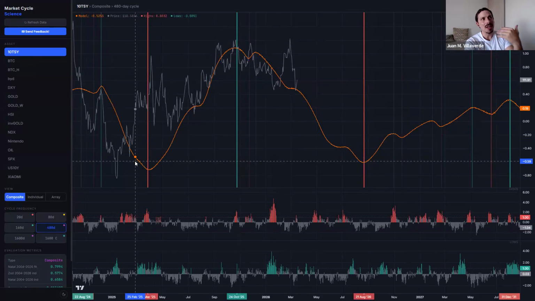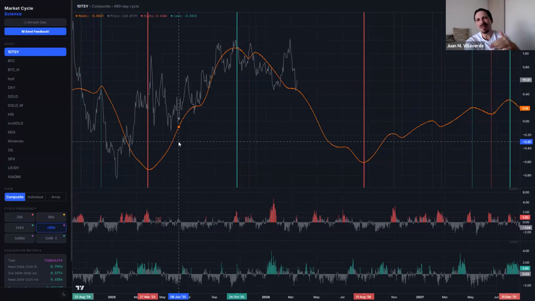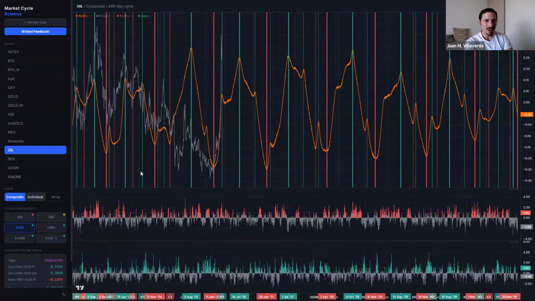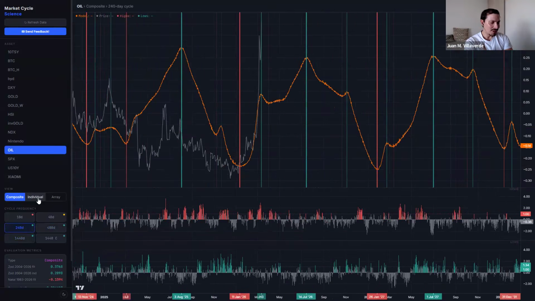And that's important because if rates go up, that tends to be bearish for Bitcoin, at least within 13 months, but it can affect it right away if you drill into the reason why rates are going up. Rates are going up because inflation expectations are going up. And if we look at oil, my favorite cycle for oil is this one. And I believe it's on the individual view.